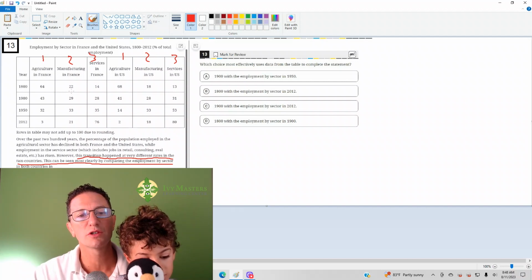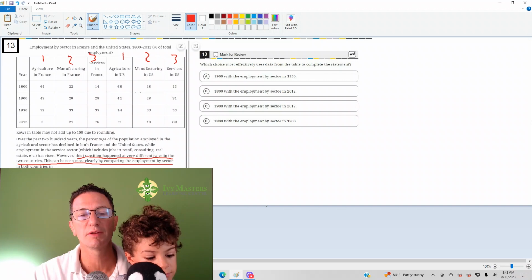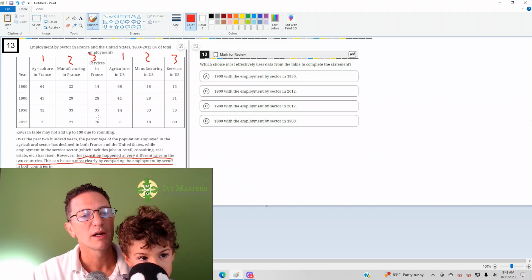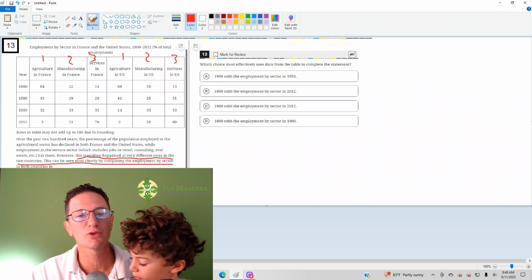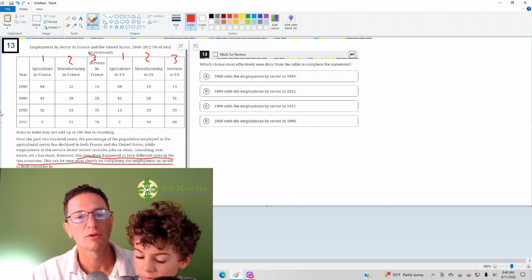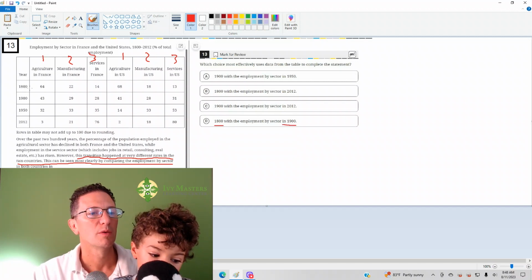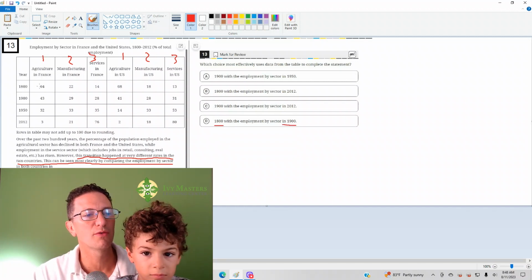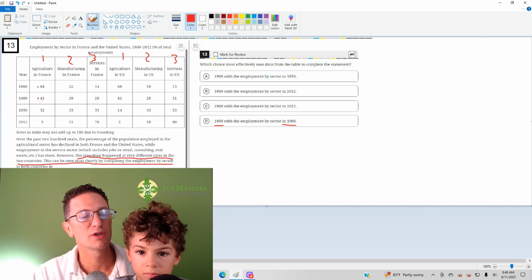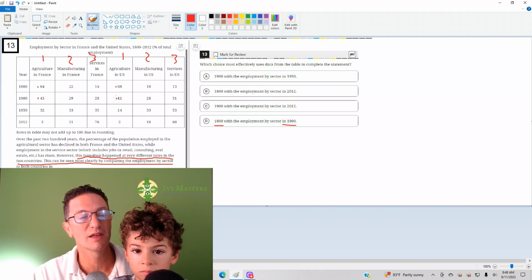Now when you go to the answer choices, which choice most effectively uses data from the table to complete the statement? We're comparing employment by sector in the countries from one year to another year. So let's see answer choice D. It's 1800 to 1900. Agriculture in France goes from 64 to 43 in 1900. That's a decrease of 21%. In the US, it goes from 68% to 41%. That's a decrease of 27%.